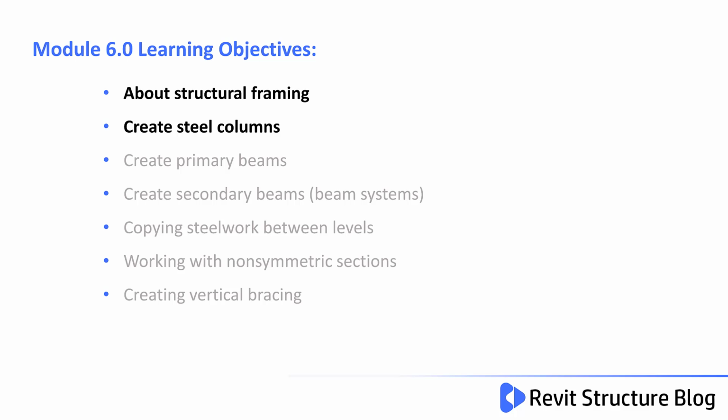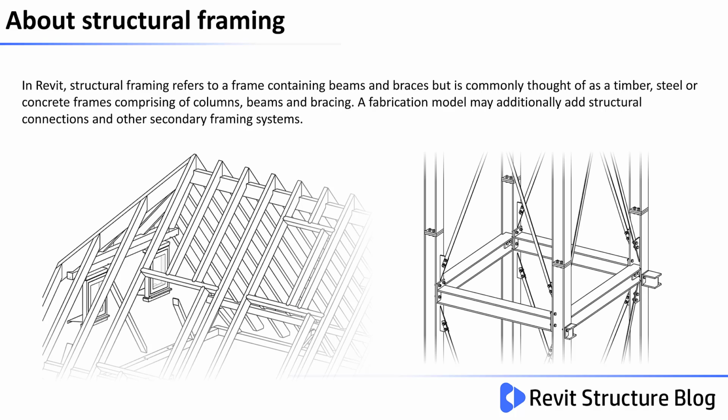Welcome to Module 6. In this lesson, you'll learn about structural framing and how to create steel columns. In Revit, structural framing refers to a frame containing beams and braces, but is commonly thought of as a timber, steel or concrete frame comprising of columns, beams and bracing. A fabrication model may additionally add structural connections and other secondary framing systems.